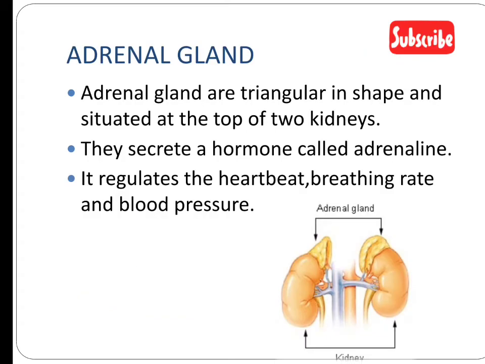So the next gland is the adrenal gland. These adrenal glands are triangular in shape. You can see here in the picture that the adrenal gland is triangular in shape, and it is situated at the top of the two kidneys. You can see here in the picture it is situated in the top part, and it secretes the hormone adrenaline. This gland regulates the heartbeat, breathing rate and blood pressure.